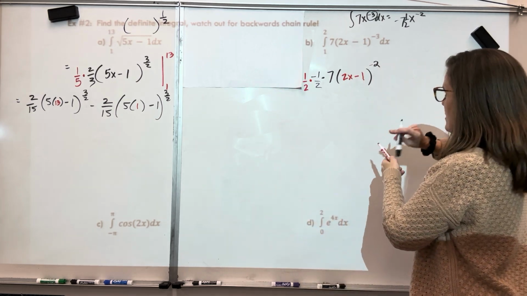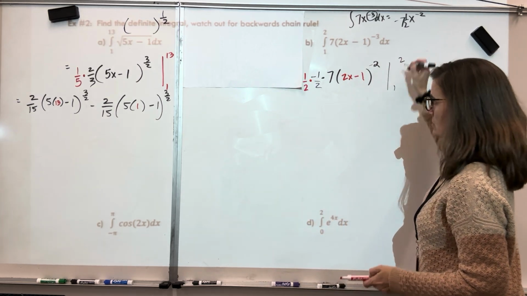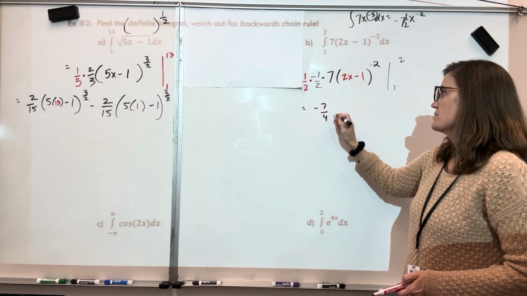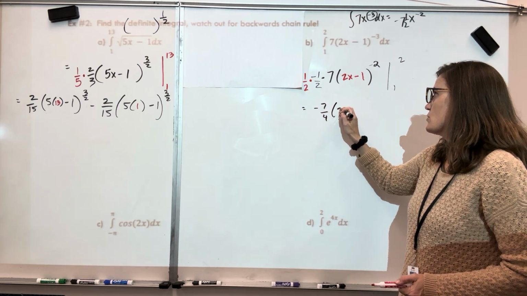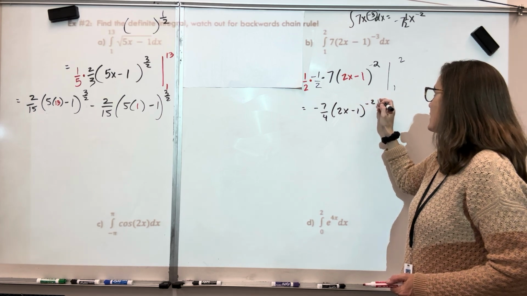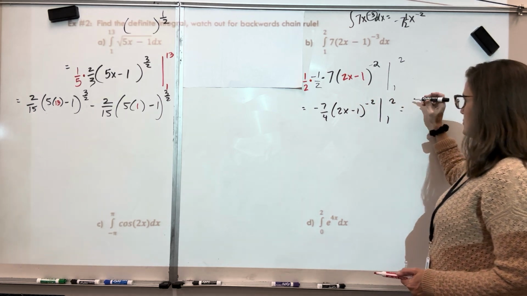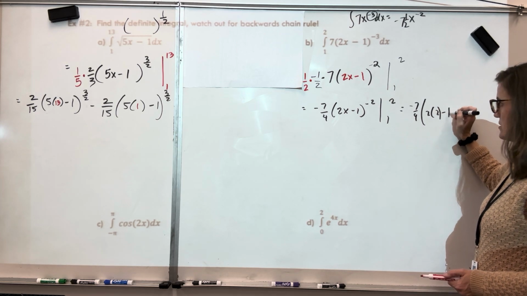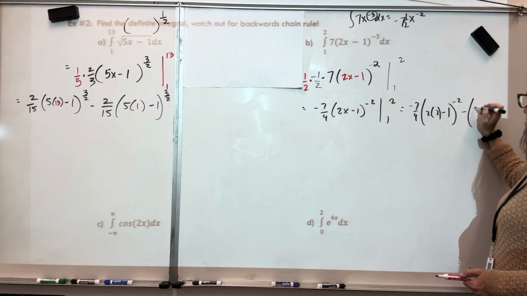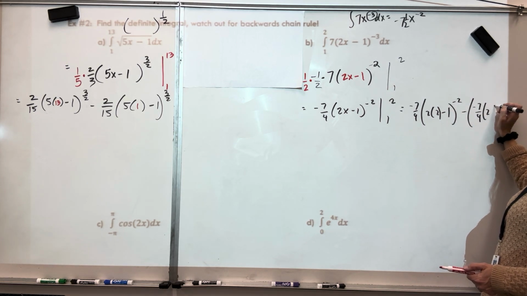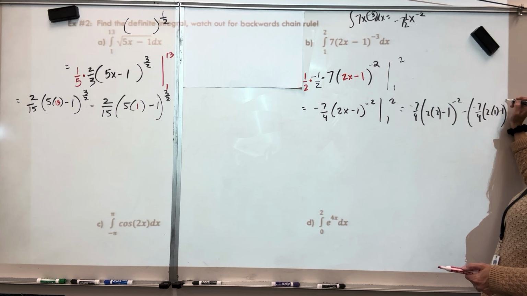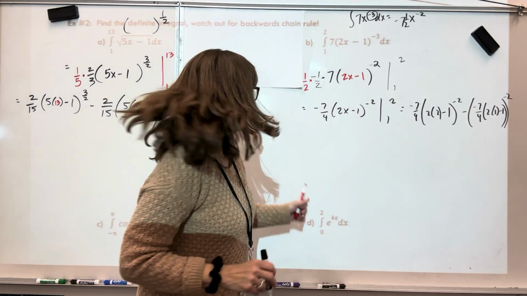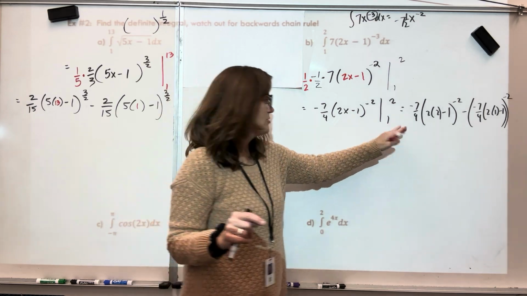So, and then evaluated from 1 to 2. So it looks like our final coefficient out in front was -7/4. So -7/4, 2x minus 1 to the -2nd. And so that would be equal to -7/4, 2 times 2 minus 1 to the -2nd, minus -7/4, 2 times 1 minus 1 to the -2nd. Hopefully I'm still in the window. Again, you could just leave that as your final answer. You don't have to simplify.